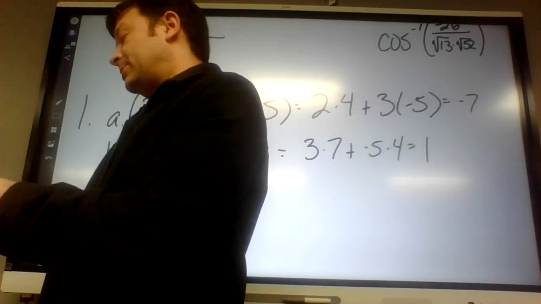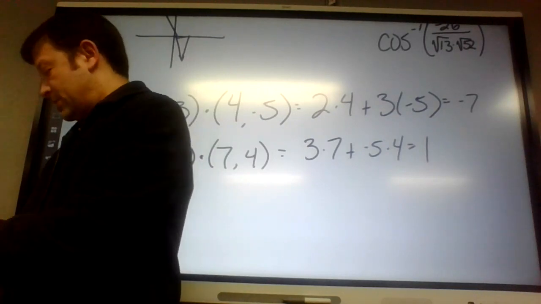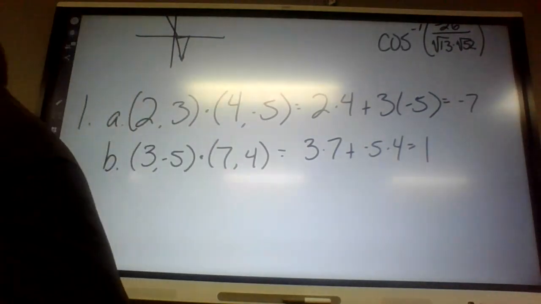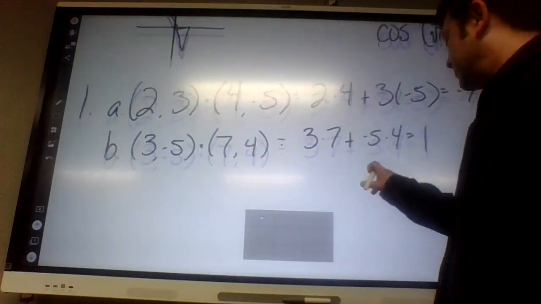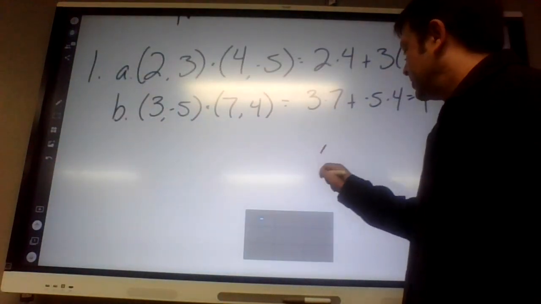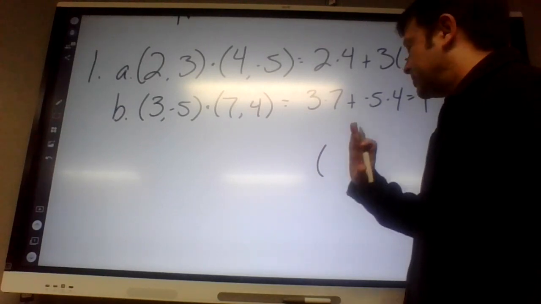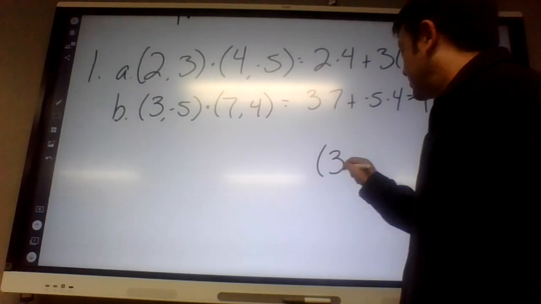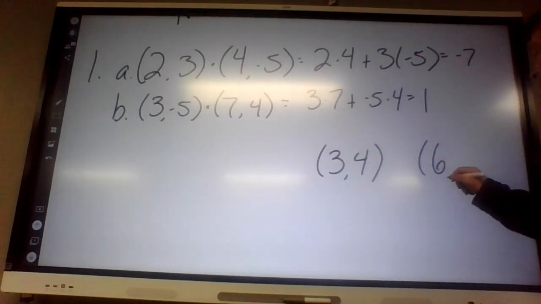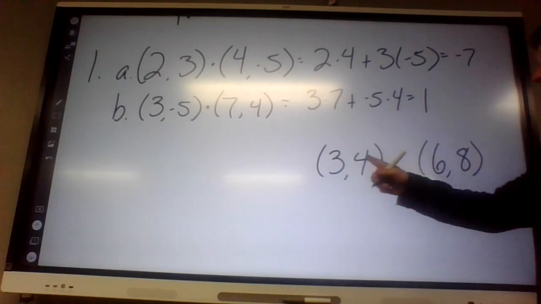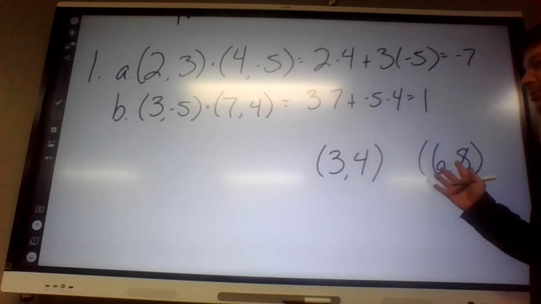If the dot product equals 0, the vectors are perpendicular, and if the vectors are multiples of each other, they're parallel. Sorry, not the dot product, if you think about the vectors, it makes sense. Like if we have 3, 4, and 6, 8, this one's twice as big as that one. It's basically going to be the same slope.